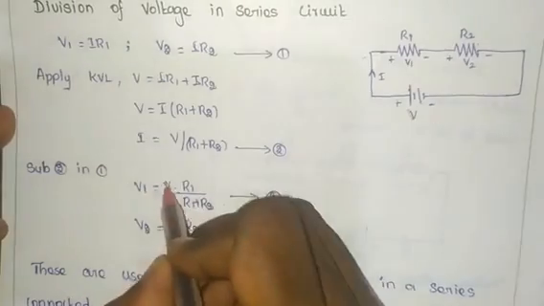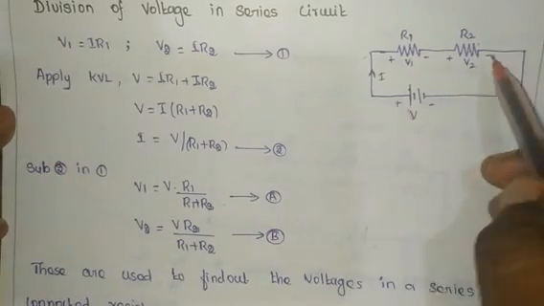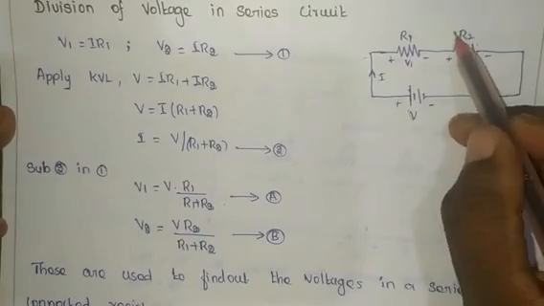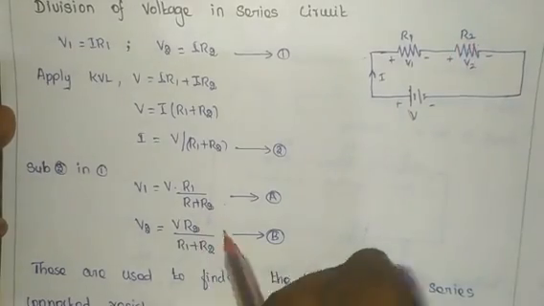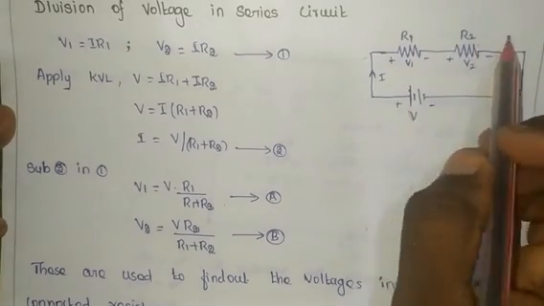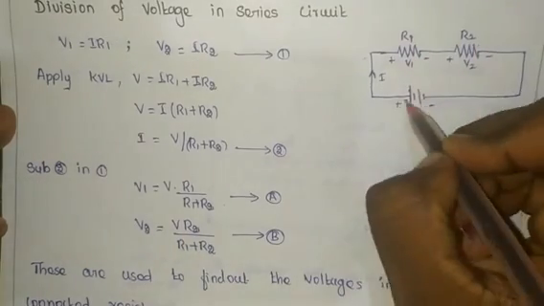That is the total voltage V. In the same way, V2, the voltage across the resistor R2, is equal to the same resistor R2 divided by the sum of the total resistors R1 plus R2, into the total voltage V.